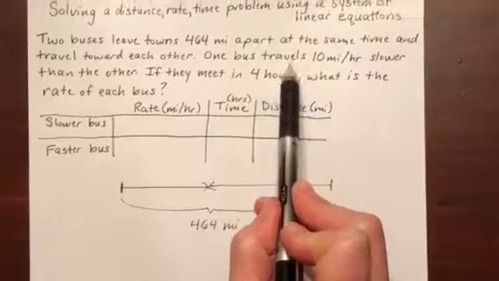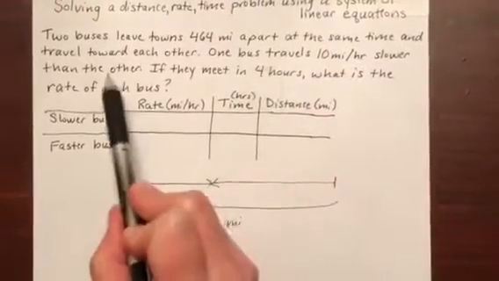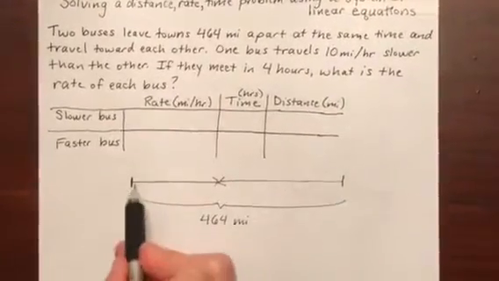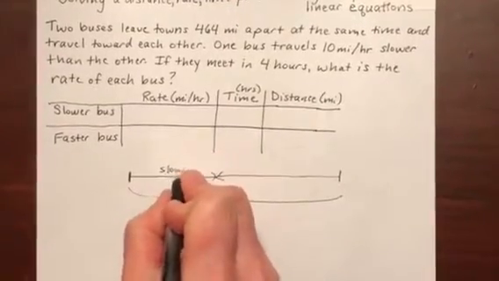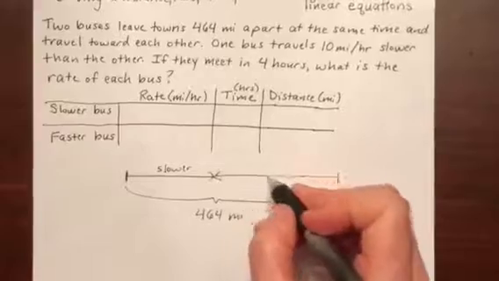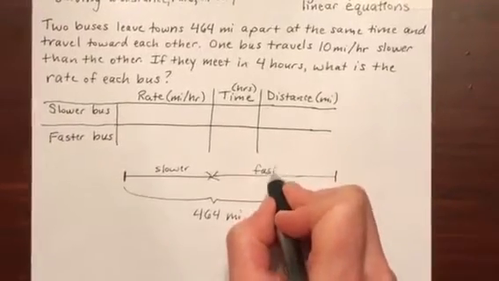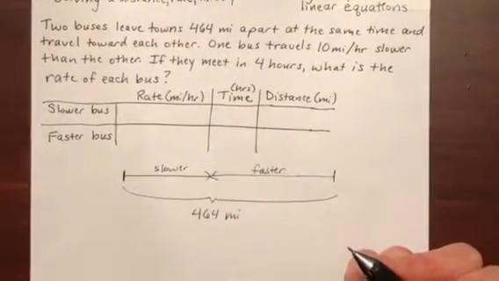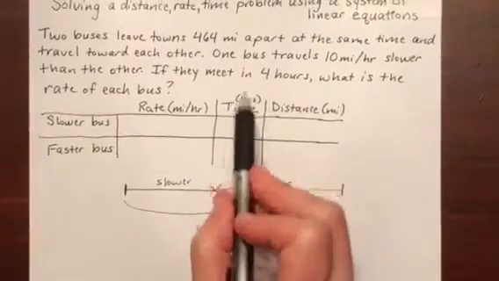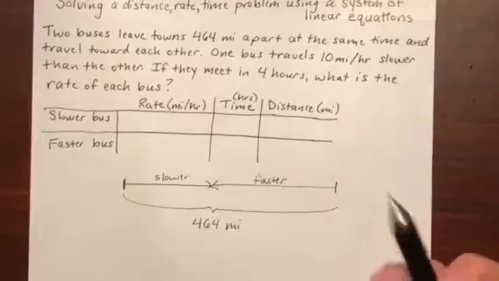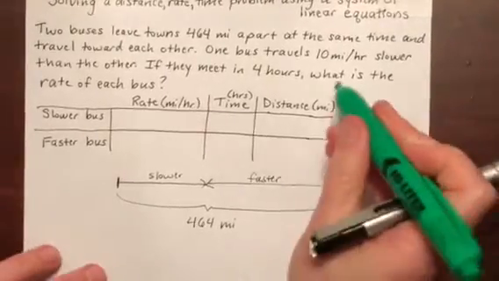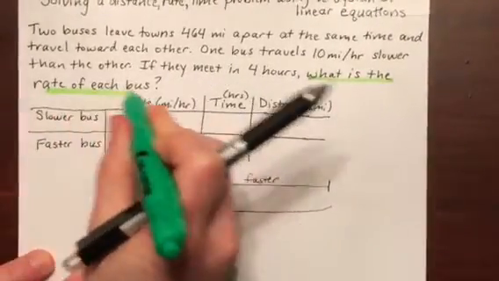One bus travels 10 miles per hour slower than the other. You notice that this one didn't get as far, so that's the slower bus. And so this one's the faster bus. If they meet in 4 hours, what is the rate of each bus? So my question is, what is the rate of each bus?